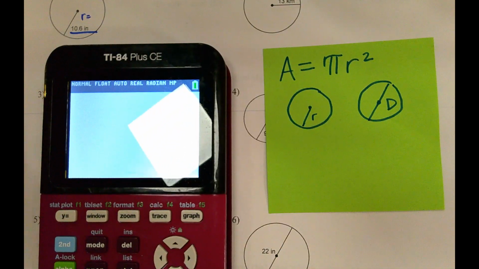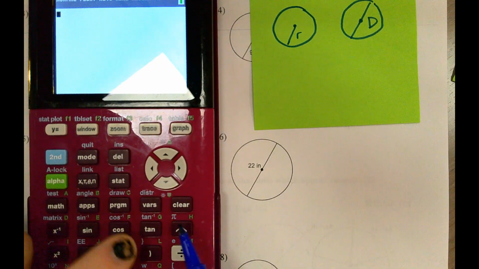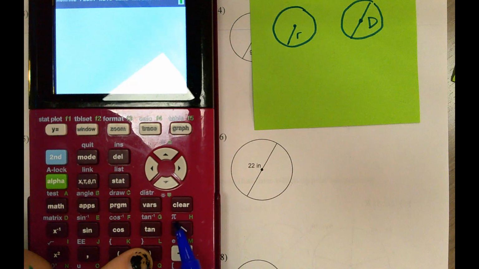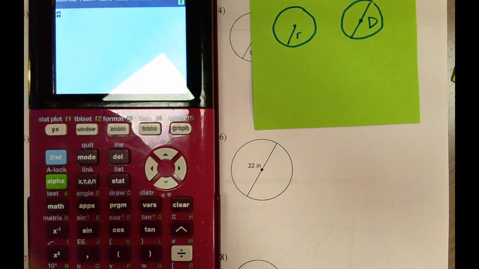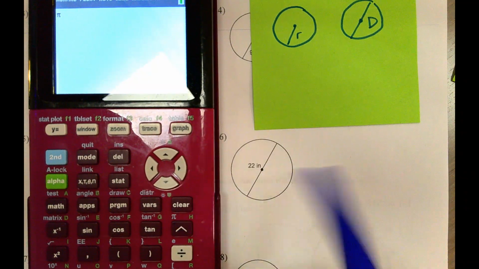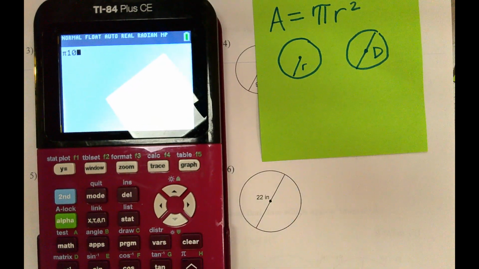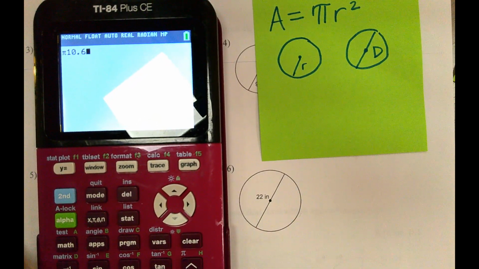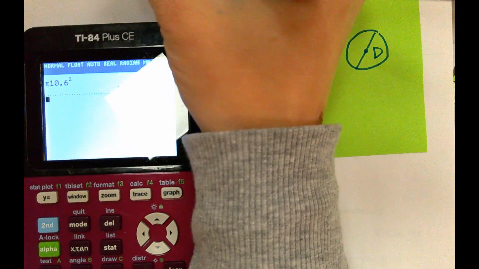And remember, if you forgot how to get pi on your calculator, because it's one of those little blue keys, you're going to have to hit the second button first. So we hit second, and then it's just this up arrow under clear is where pi is. And now I have a little pi on my calculator. So I have pi 10.6 squared. Hit enter, and I got approximately 352.99.